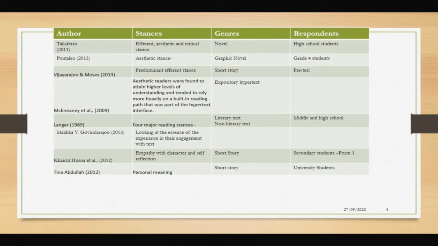Okay, let's look at the reading stances investigated before. We can see here that in the Malaysian context, reading stances have been investigated more on short stories. And I would say that none of them talk about how the students approach or understand the novel.